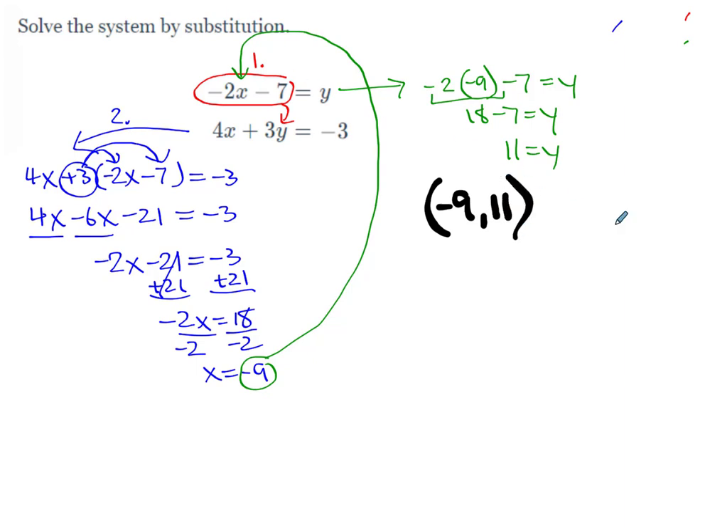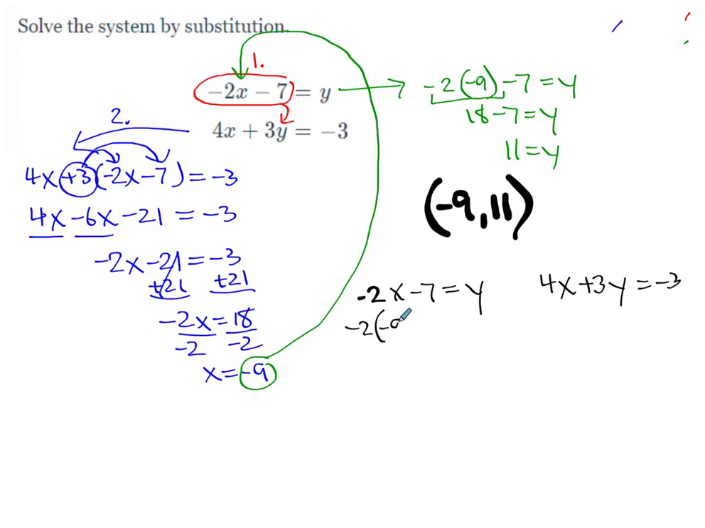Just like I did in the last video, you can fast forward to the next example that I'm going to give you that has x isolated. But if you want a great test-taking strategy, watch how I will substitute negative 9 for x in both equations, and then I'll substitute 11 in for y in both equations. So I have negative 2x minus 7 equals y. There's the equation on the top. On the bottom, I have 4x plus 3y equals negative 3.